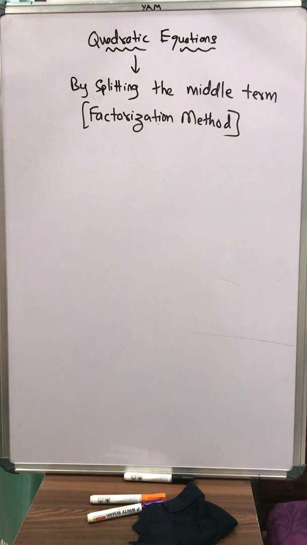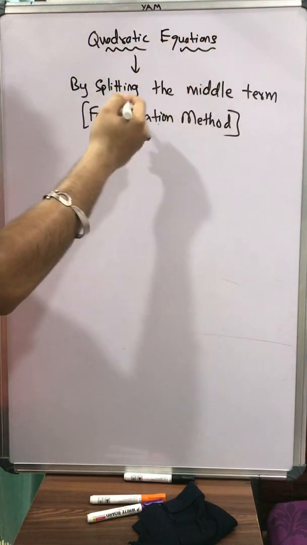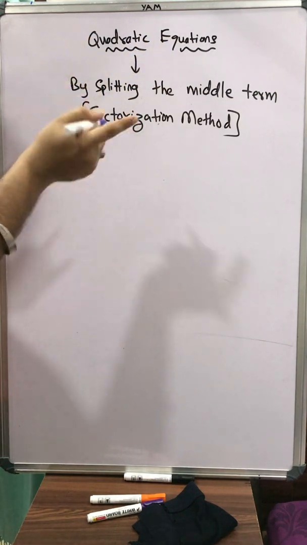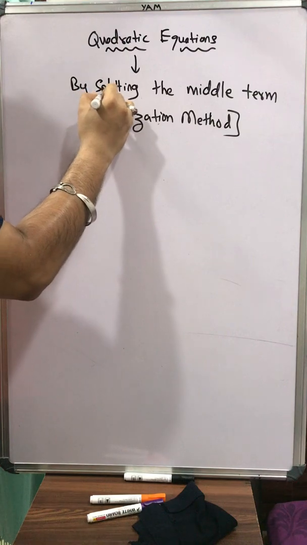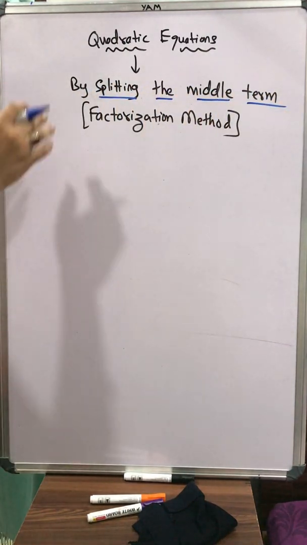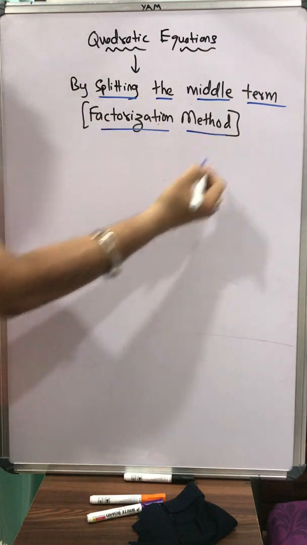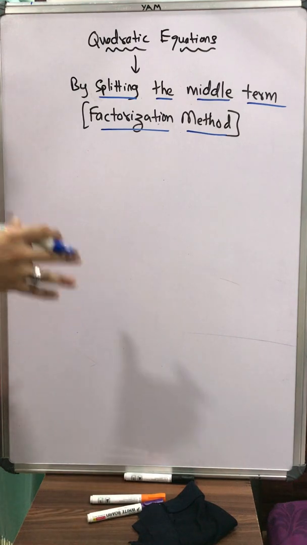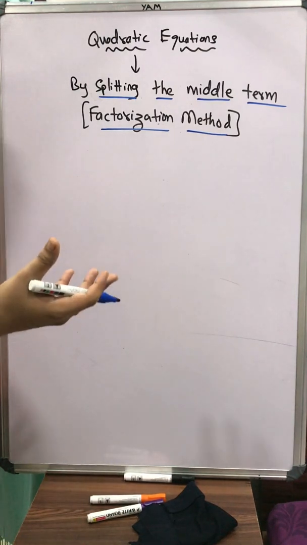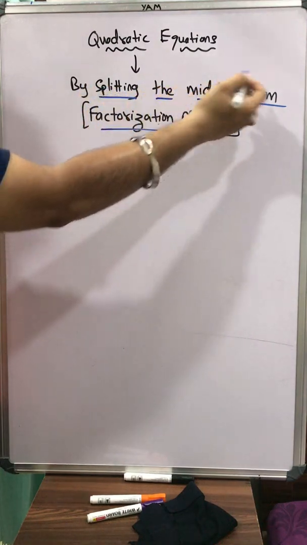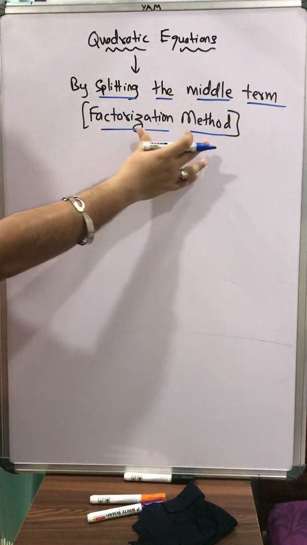In this lecture also, students will be dealing with quadratic equations, and to be more precise, the same method which we already did in our first lecture, which is by splitting the middle term, also called the factorization method. So in this session also we'll be looking at some complex problems solved by the method of splitting the middle term, known as the factorization method.